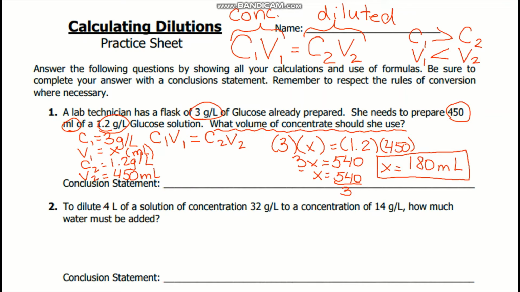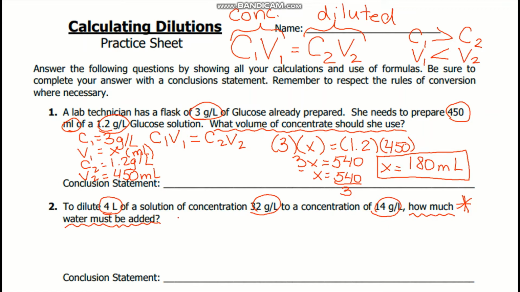So now we're going to do the same thing for the second question. We're going to read the question and go through what it is that we need to solve for. So to dilute 4 liters of a solution that has a concentration of 32 grams per liter to a solution that only has a concentration of 14 grams per liter, the question is, how much water must be added? Now, it is important that when we see how much water must be added, we know that this particular question is actually going to be a 2-part problem, and we're going to show why.